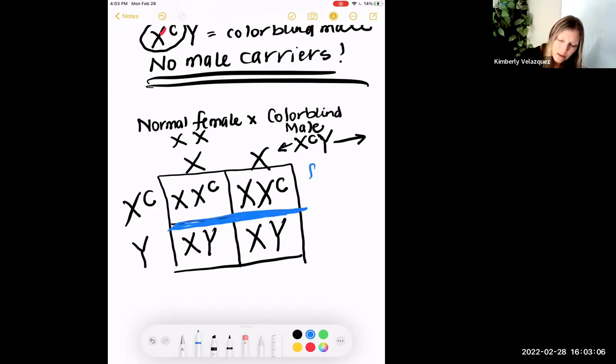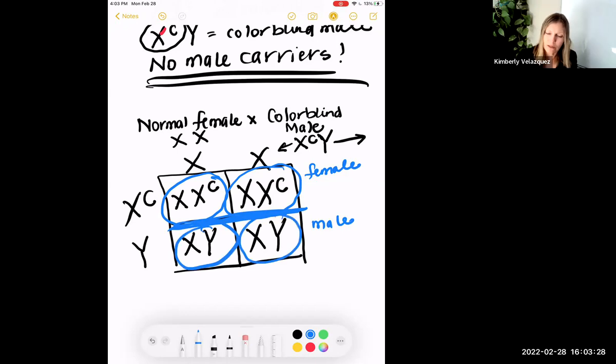This is interesting because now when we report our offspring, everything up here are all our female offspring, and these are all our male offspring. So now each square represents something different. This is 50% of the females, and this is 50% of the females. This is 50% of the males, and this is 50% of the males. It just so happens that they're the same in this cross.